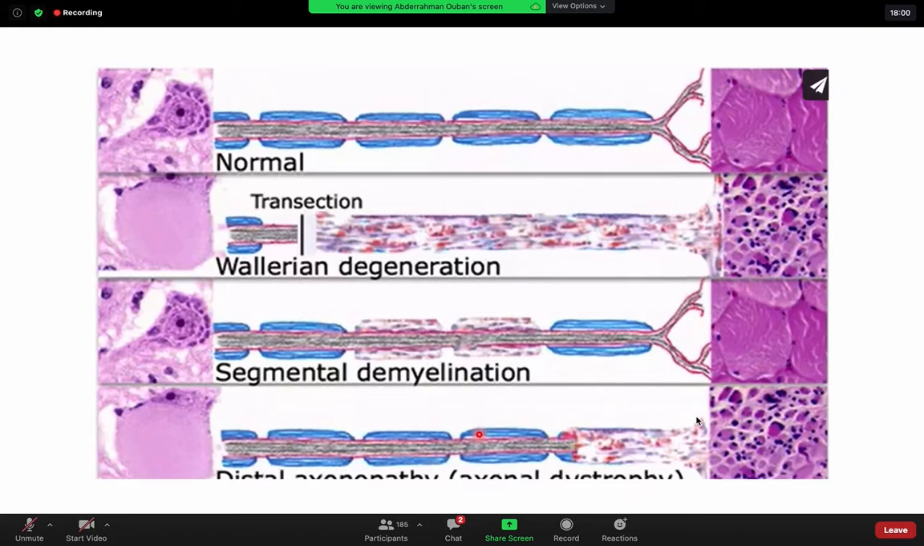Okay. So the difference between Wallerian degeneration and axonal degeneration is that one is resulting from transection. The second one is resulting from a neuronal body problem. The underlying etiology in this case is that the neuronal body is unable to keep up with the metabolic needs of the neurons.